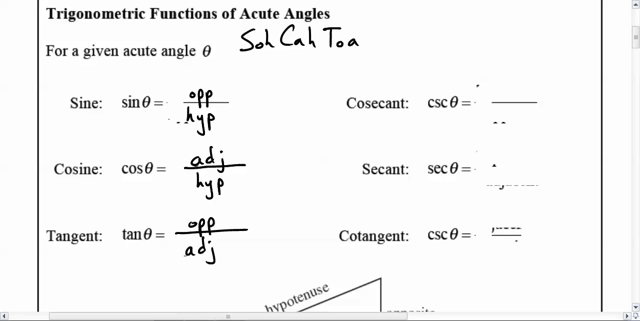Now we're introducing some new ratios that don't exist on your calculator, and those are cosecant, secant, and cotangent. So basically cosecant goes with sine. They are reciprocals of one another. You might have remembered the word reciprocal from dividing fractions. To divide a fraction, you multiply by the reciprocal. Reciprocal just means you swap the numerator and denominator. So cosecant is the same as sine, but instead of opposite over hypotenuse, it's hypotenuse over opposite.